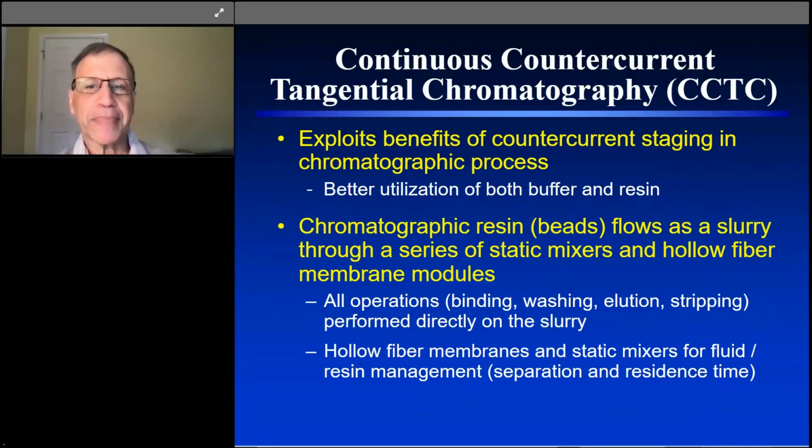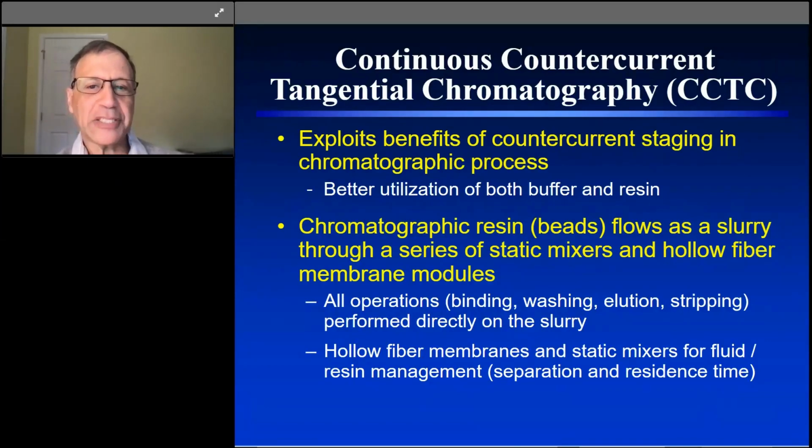Thus, this new process of continuous countercurrent tangential chromatography, or CCTC, exploits the benefits of affinity binding in a chromatography step, but it uses countercurrent staging to improve the performance of the binding, washing, and elution steps to reduce the amount of buffer and enhance the yield of our antibody product.